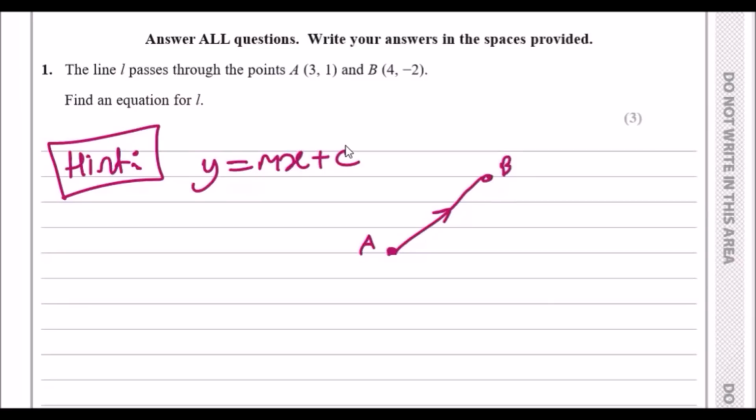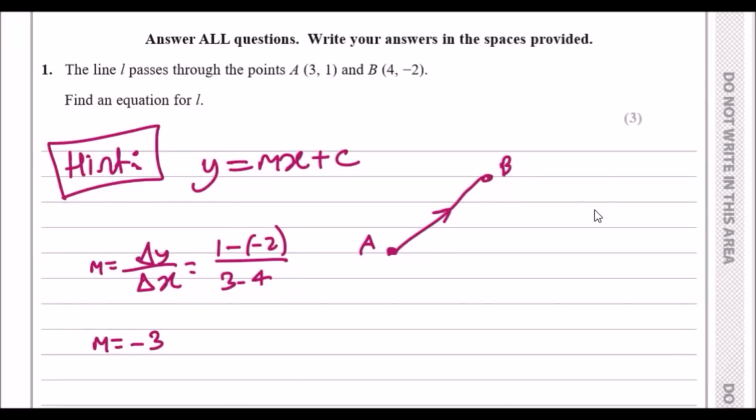To find the gradient m, it's simply the change in y over the change in x. Looking at the coordinates for A and B, we can see that y is 1 and minus 2. So the change here will be 1 minus 2, and the change in x would be 3 take away 4, so 3 minus 4. That's it. Now when you put this in the calculator, you should get 3 over minus 1. So the gradient here is minus 3 over 1, or minus 3.